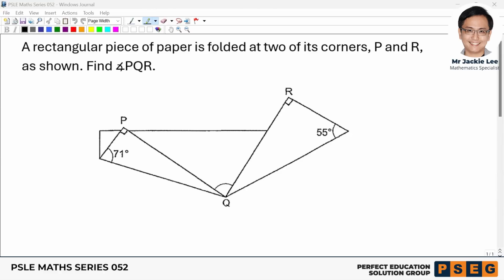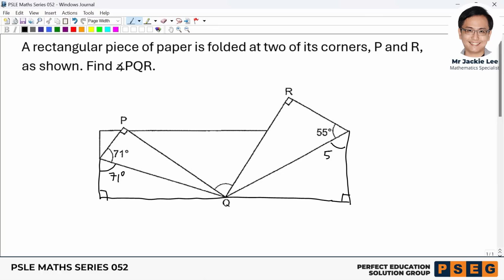Okay, here now we have a rectangular piece of paper. So let's unfold it. When we unfold it, I think you will go back to this, right? So this one goes back to the right angle. Now this one should be 71 degrees, right? And this one should be 55 degrees.